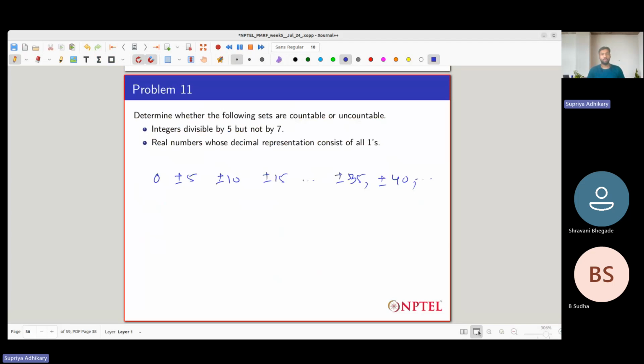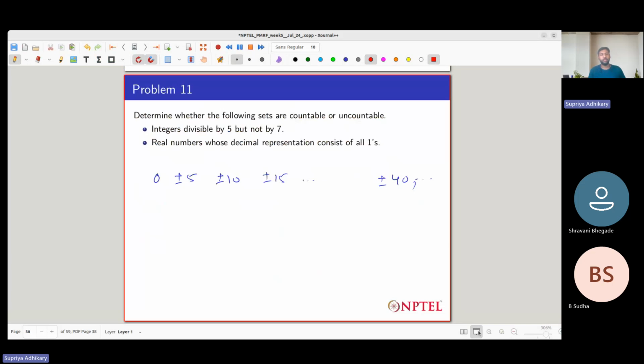Now we need to figure out all those elements that are not divisible by 7. From this list, we have to exclude all those elements that are divisible by 7. Those are 35 and all possible multiples of 35. They should also be deleted from this list. Once we delete all those elements, we will have this list over here. So this is a list of all those integers that are divisible by 5 but not 7.